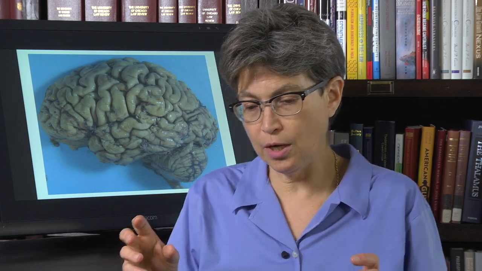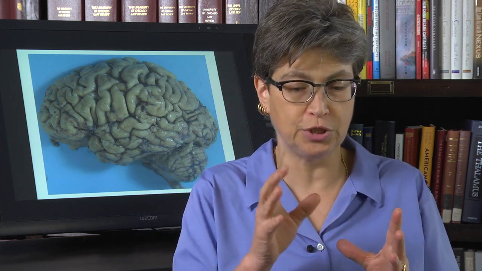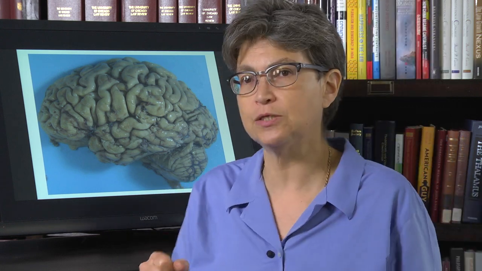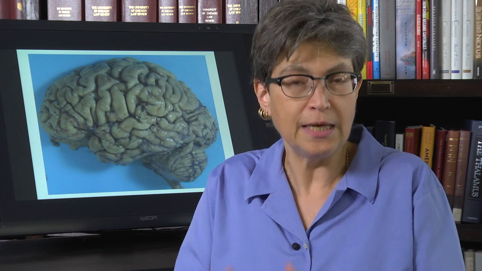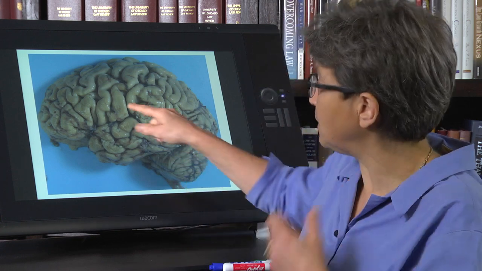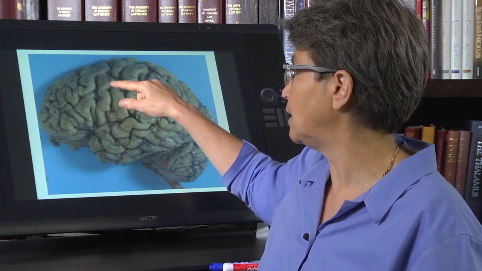So the degree to which you can control something finely, the degree to which it is a distal muscle, is going to dictate how much neural territory it can command. The big areas in the motor strip are going to be lips and hands.